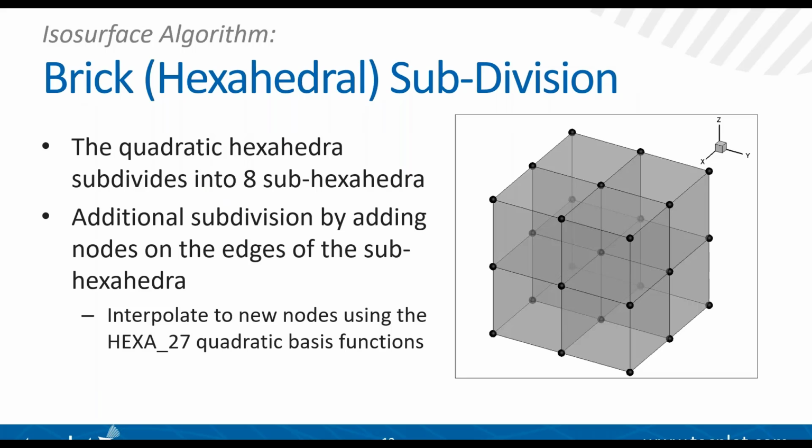This is a brick or a hexahedral element, 27 nodes. And then the quadratic hexahedra subdivides into 8 subhexahedra. Additional subdivision is done by adding nodes at the edges of the subhexahedra, and then you interpolate to the new nodes using the hexa 27 quadratic basis function. And then you can just repeat this as necessary to get the desired level of accuracy.